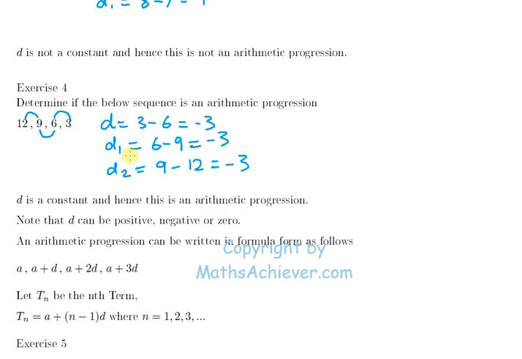Now note that D can be positive, negative, or even 0. Like in this case, here we have a negative D, and when we have a D which is 0, it essentially means that the term does not change. You can have something like 10 for a D of 0. Maybe the progression is like this: 10, 10, 10.